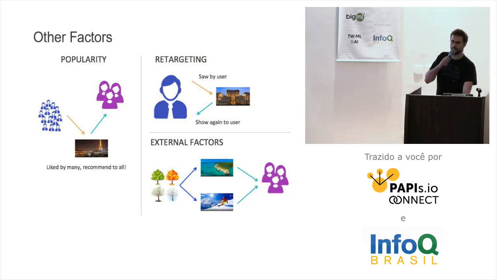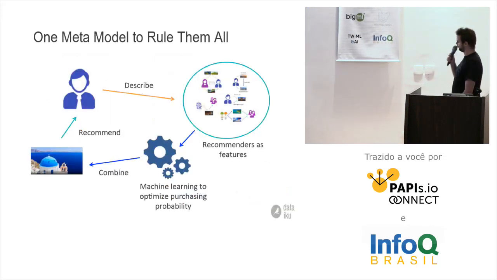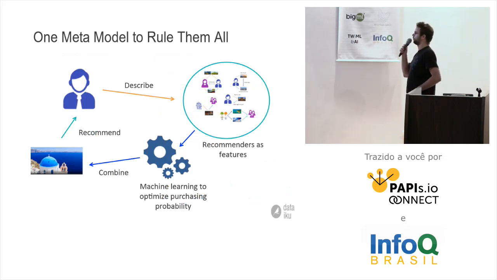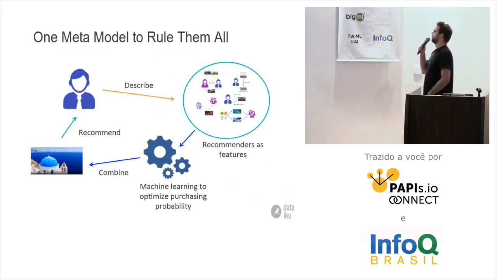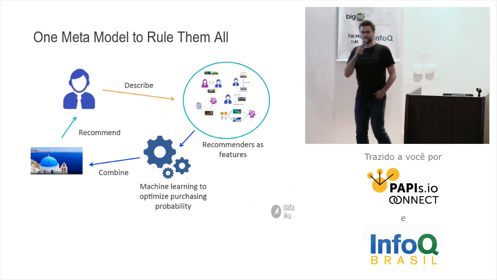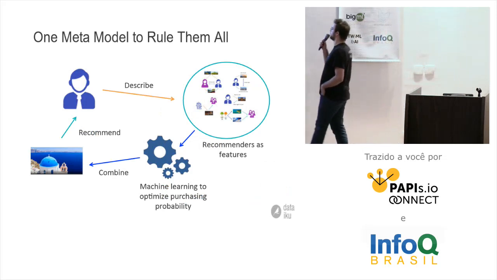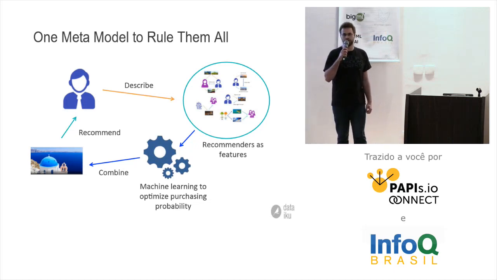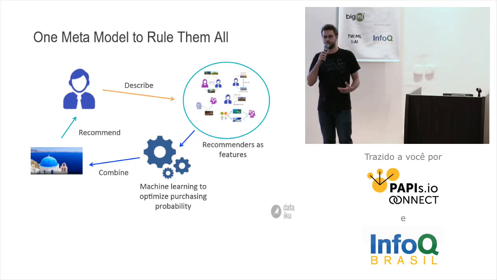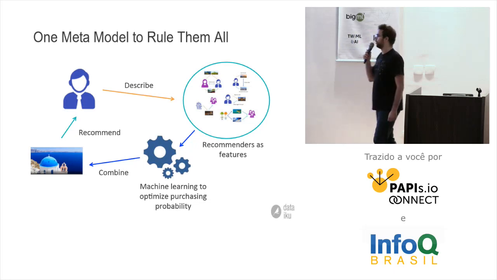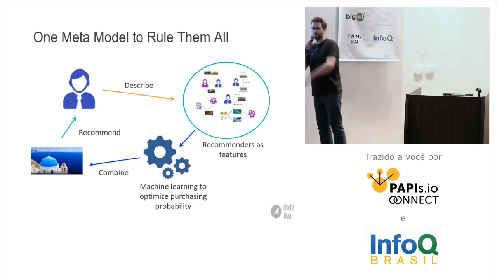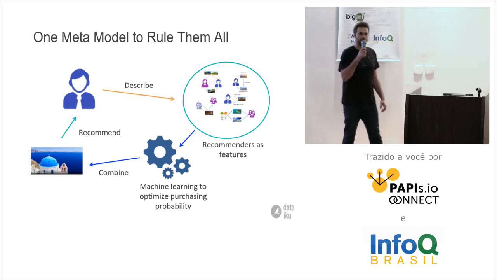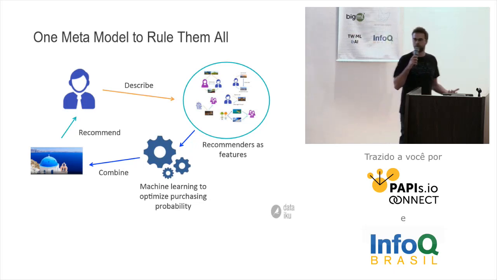So how do we combine everything? What we chose to do is a meta model. We generate all of these recommendation engines and use them as features to train a logistic regression that tries to predict directly if someone will purchase the product, the sale, or not. Basically, it's like we took all of the recommendation engines that I talked about previously and combined them using some optimized weights.